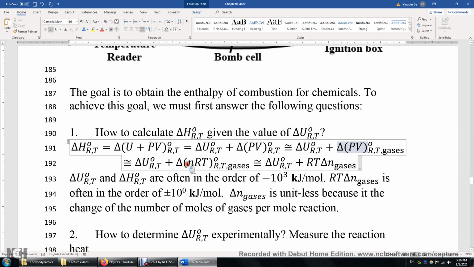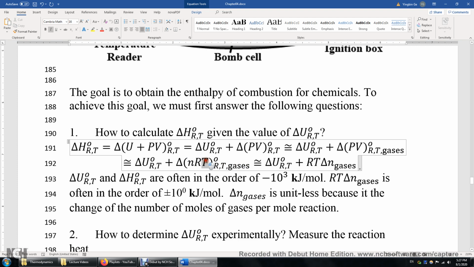And then we know that this n of gases may change. Why? This number of moles of gases depends on the coefficients in front of the gases in the chemical reaction. It may change. For example, if you have hydrogen react with oxygen to produce water, well, the number of moles of gases changes from 3 to 0, assuming you have 2H2 plus 1O2 to produce liquid water.